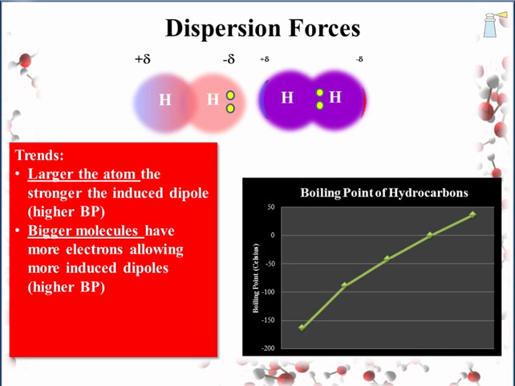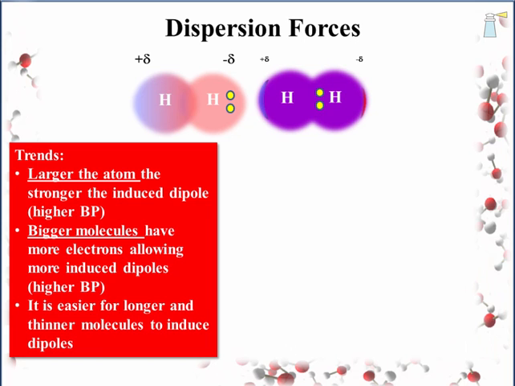A look at boiling points of hydrocarbons as a function of the number of carbons shows the single carbon methane to have a low boiling point, well, lower than the 2-carbon ethane, which is lower than the 3-carbon propane. Butane and pentane continue the trend. And finally, it is easier for long, thinner molecules to have induced dipoles because more of the molecule can be approached. Geometry does have a role.